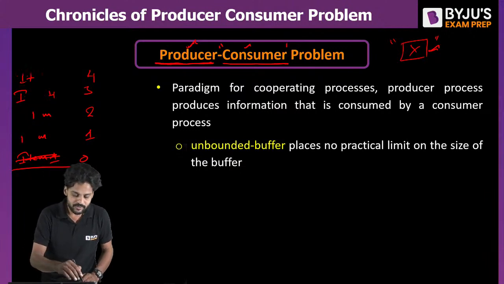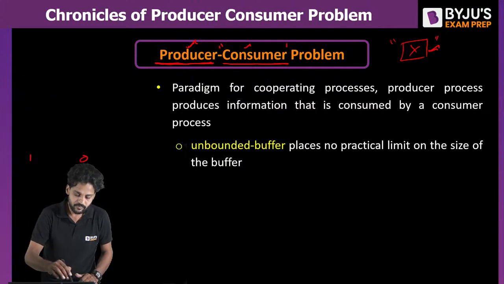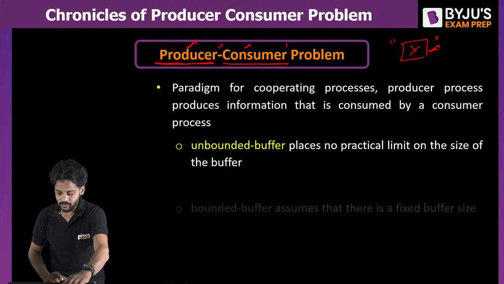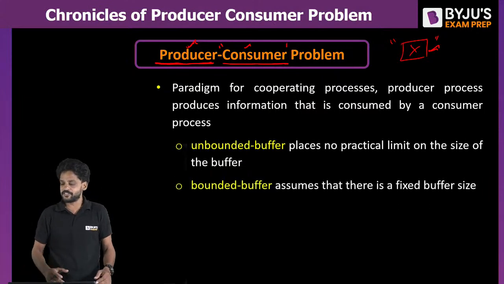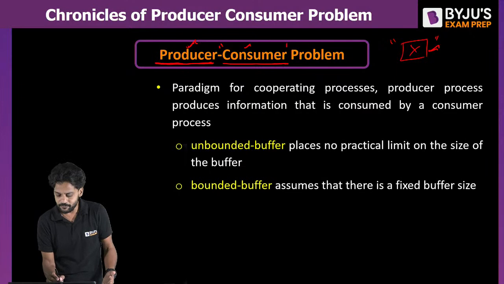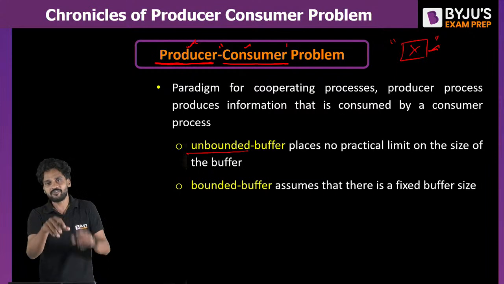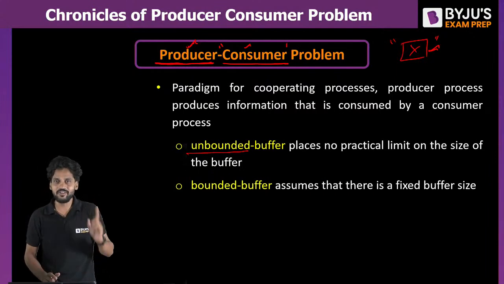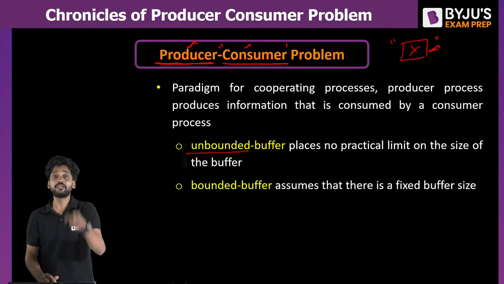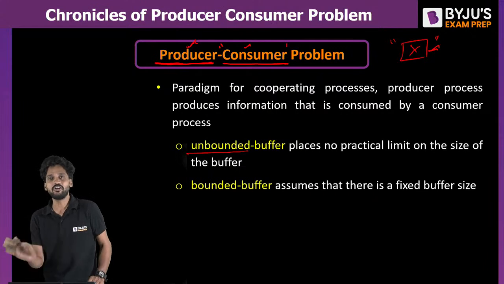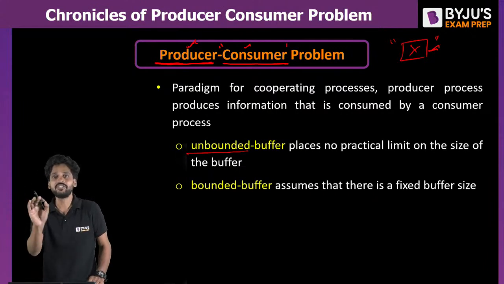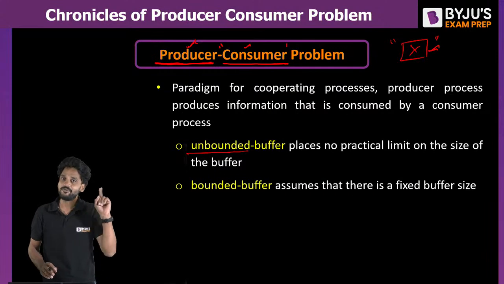So let us go ahead. Bounded buffer assumes that there is a fixed buffer size. There is no unbounded buffer. Can the buffer size be unlimited? Never. The buffer size will always be limited. Even if you allot the total main memory size to the buffer, still it is limited. So the producer will have a problem: if the buffer is completely full, he should not produce any more items. The consumer will have a problem: if the buffer is completely empty and he gets scheduled, he should not consume any element since he is going to get a garbage value.